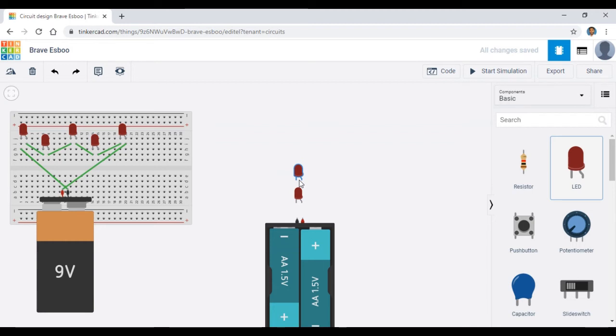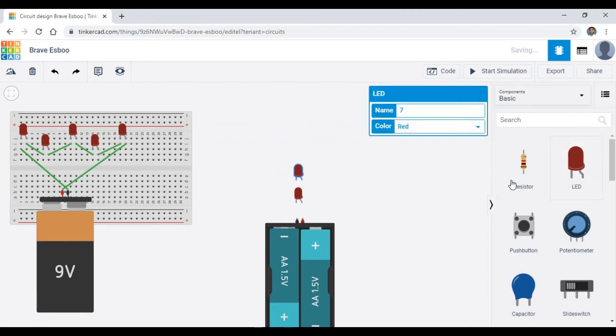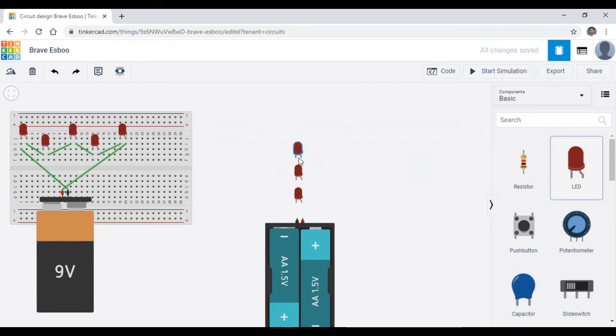I am going to take almost 5 to 6 LEDs, because in series we worked with 5 LEDs. So first I am going to take 5 LEDs. Here I have taken two 1.5 volt batteries, which form 3 volts totally, and 5 LEDs. Now I am going to connect this positive with the anodes of the LEDs.